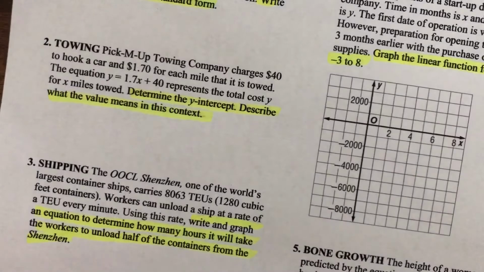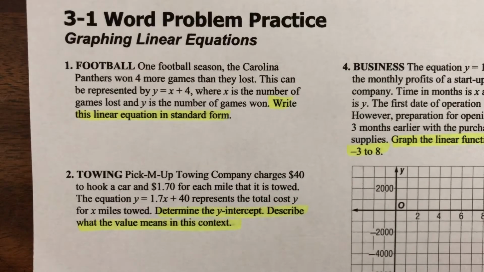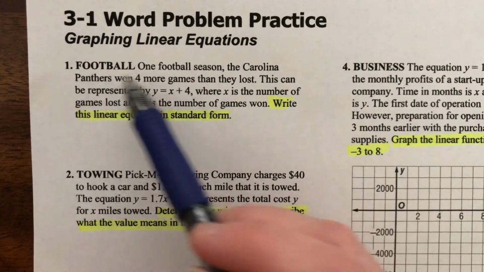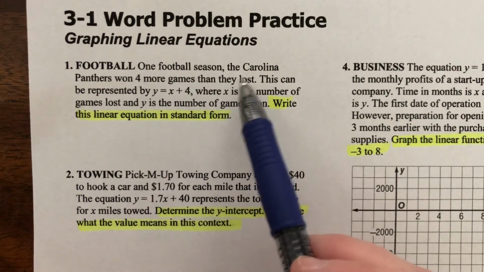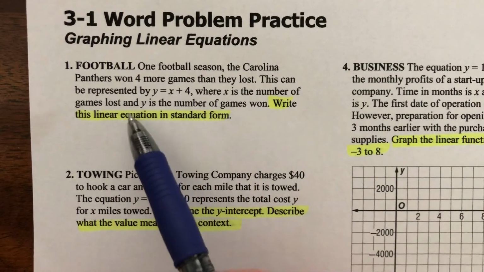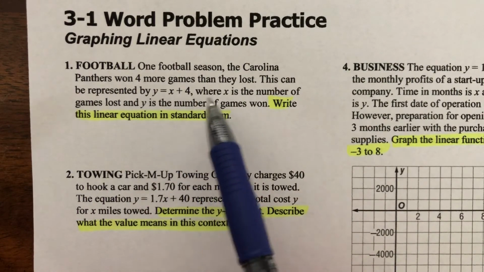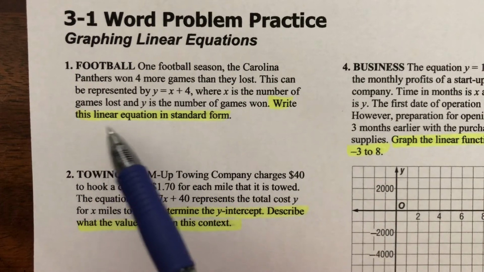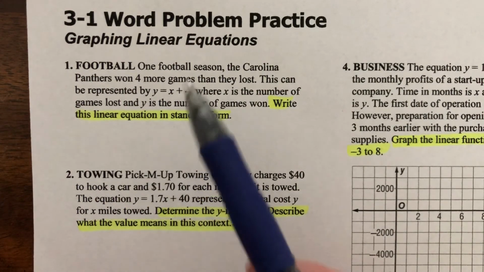The last thing that you have to do this week is your word problem sheet. So I wanted to just kind of pick and choose and go over a couple. Graphing linear equations. Number 1, one football season, the Carolina Panthers won 4 more games than they lost. This can be represented by y equals x plus 4, where x is the number of games lost and y is the number of games won. Write this linear equation in standard form.